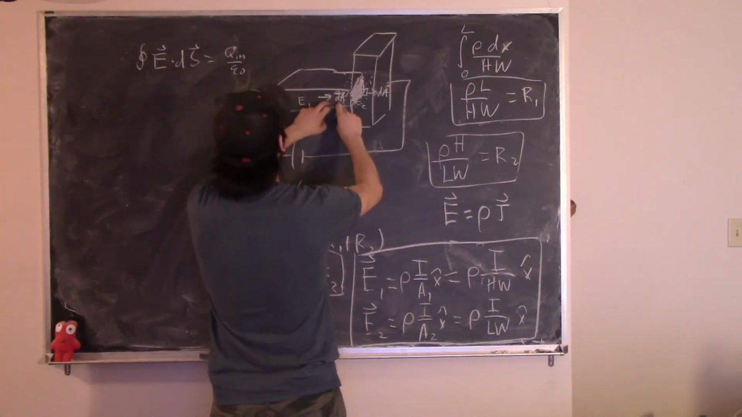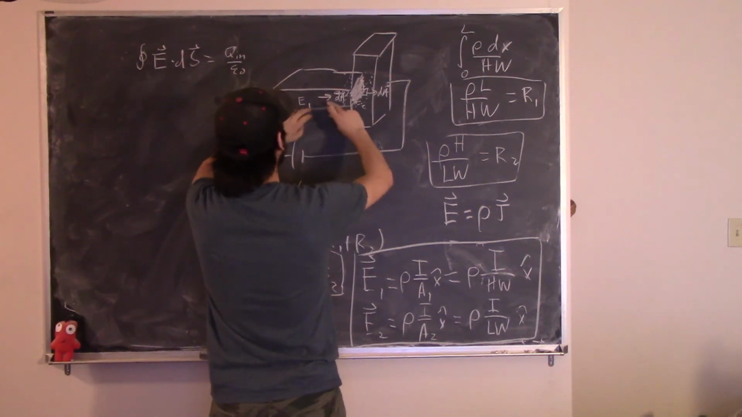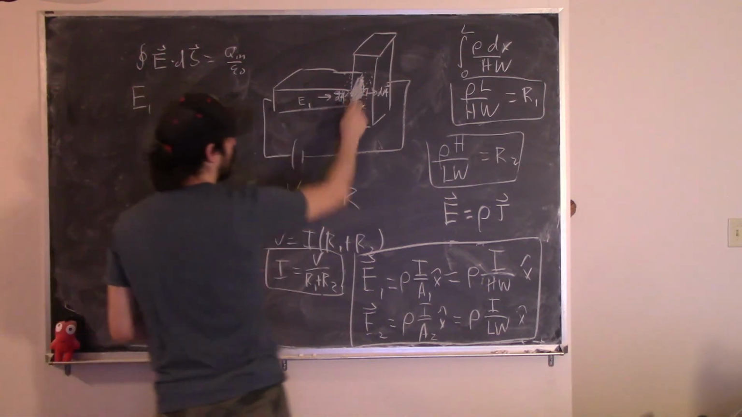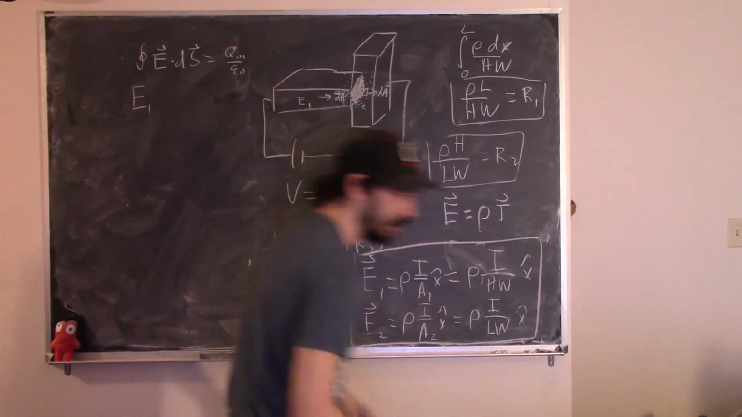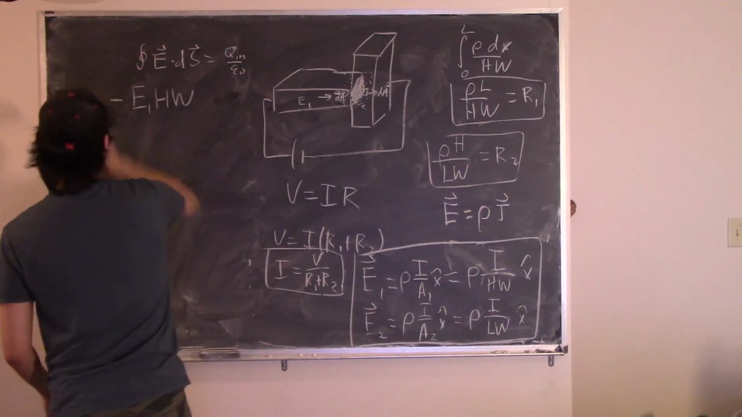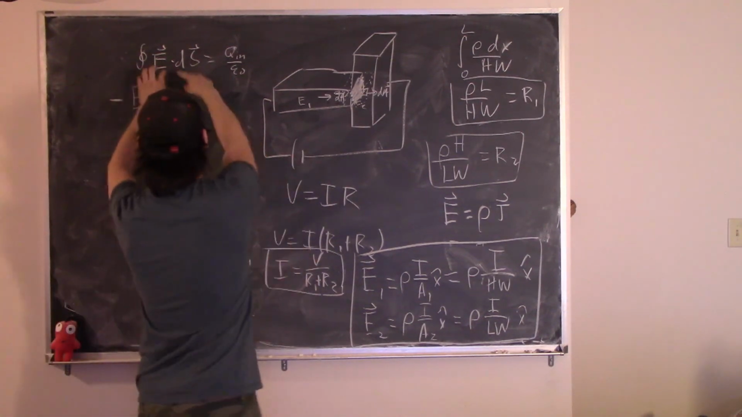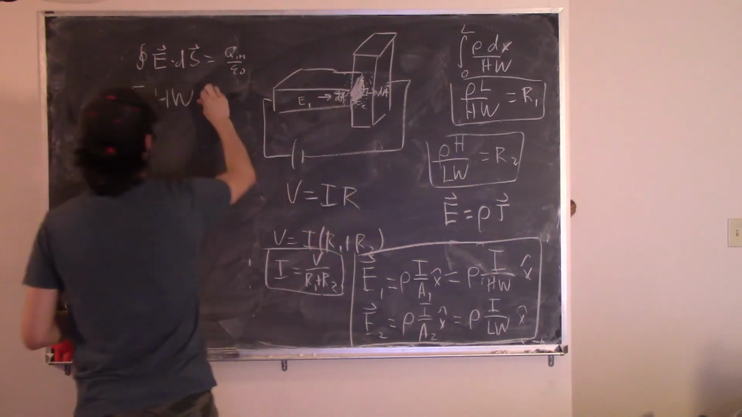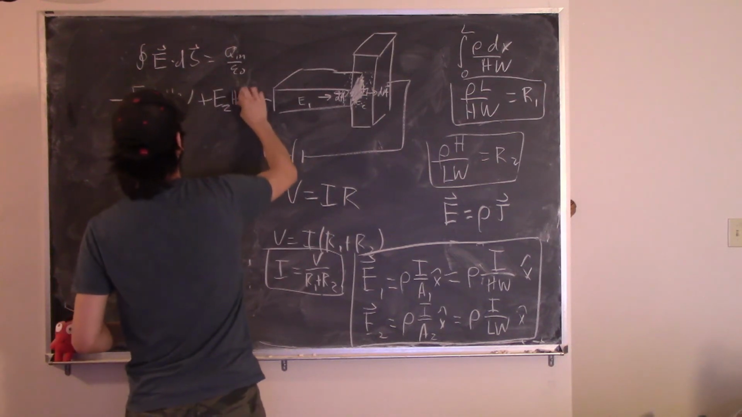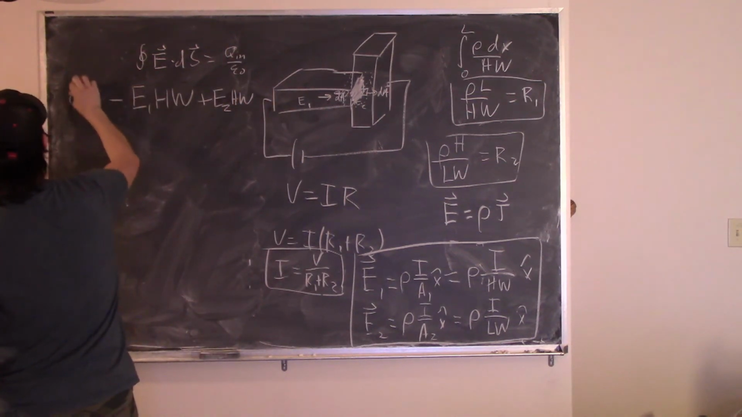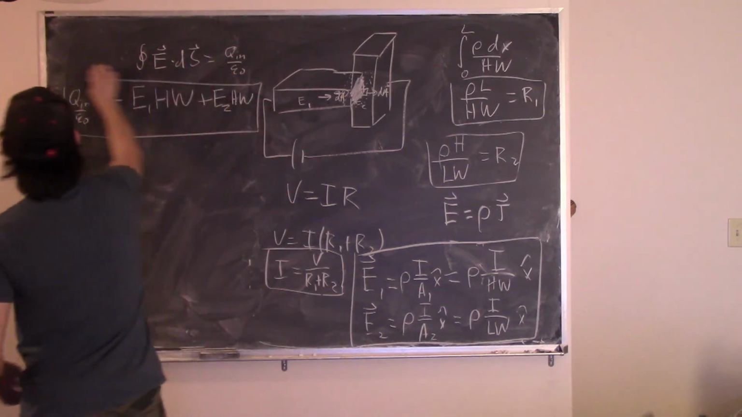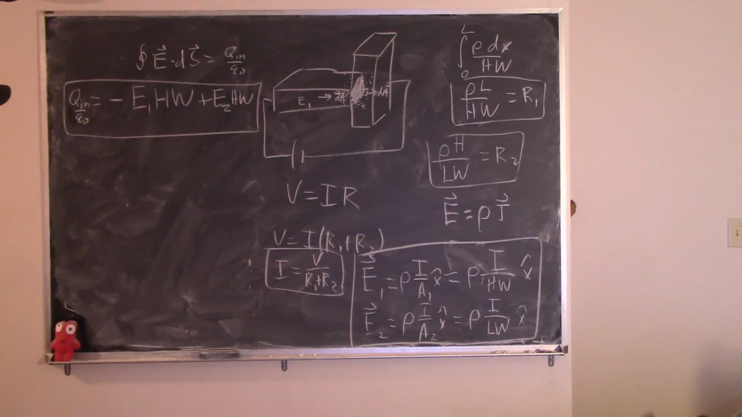So when I do this dot product to evaluate the integral over the closed surface, this is going to be E1 times the area here, which is H times W, with a negative sign. So again, the negative sign comes from evaluating the dot product here. And then this is going to be plus E2 times the same HW. And this is going to be equal to Q in divided by epsilon naught. And so from this I can solve for what Q in is.